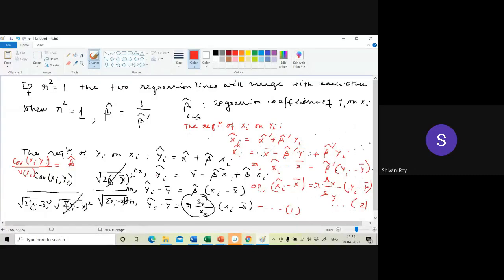Okay, miss. I think I got confused by the writings on the board. In the same way, I showed beta hat is equal to cov xi yi divided by variance of xi. In the same way, we can do this for beta hat prime, and we can show beta hat prime is equal to r sx by sy. Is it now okay? Yes, I understood.